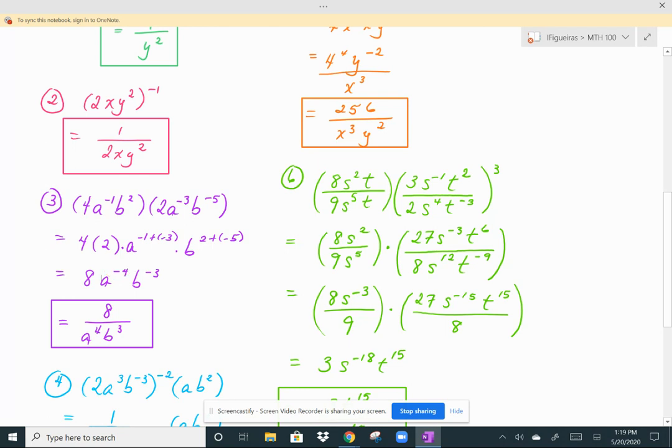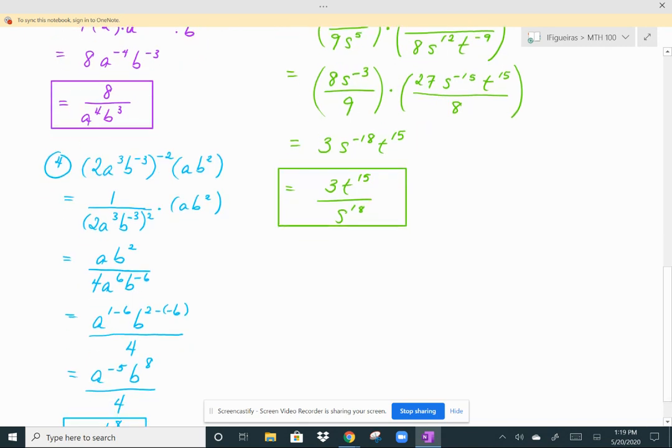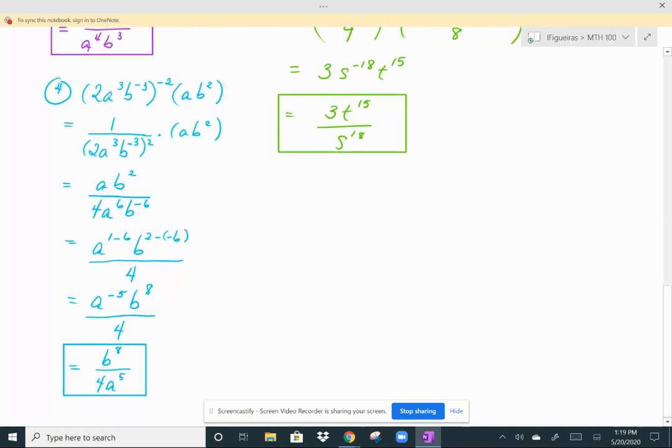All right, so here's number 4. I have 2a cubed b to the negative 3, and that whole expression is to the negative 2 power, times ab squared. All right, so the first thing I did was correct for this negative exponent here by taking the reciprocal of what's inside of the parentheses. So it becomes 1 over 2a cubed b to the negative 3. Notice that inside the parentheses, nothing changed. It just changed positions, but my exponent changed to a positive. And then the second expression stays the same. It's being multiplied by ab squared.